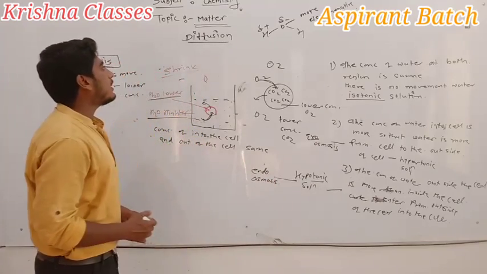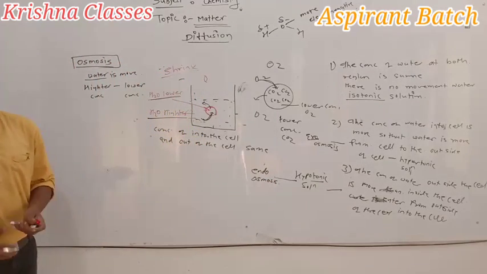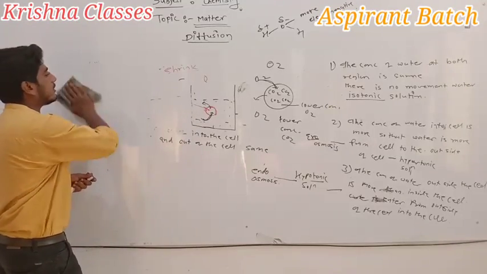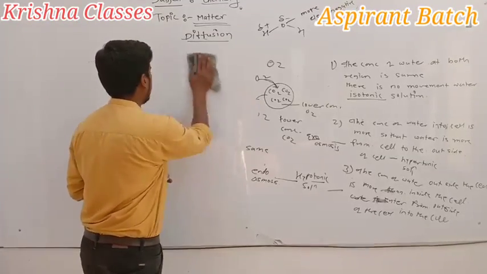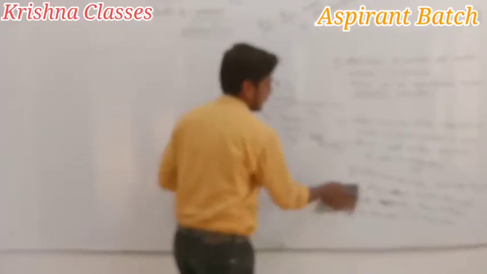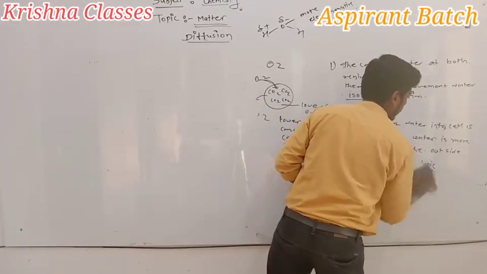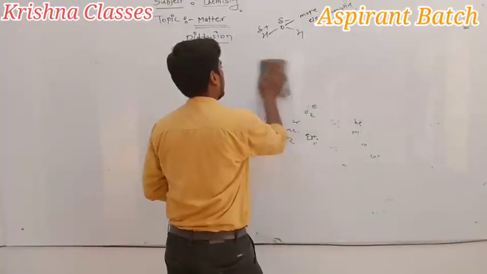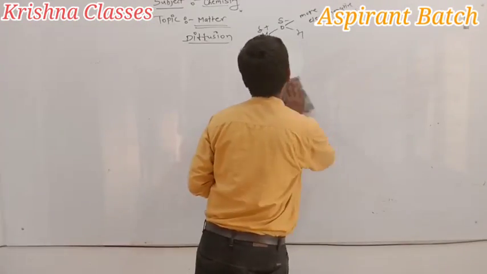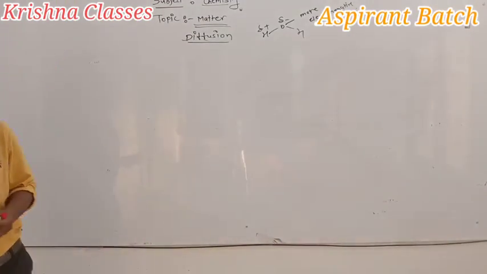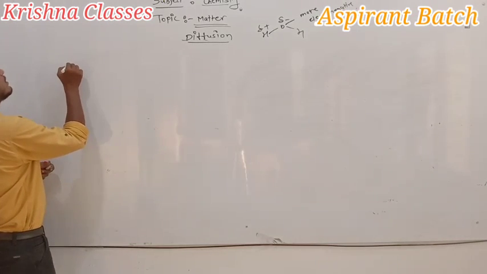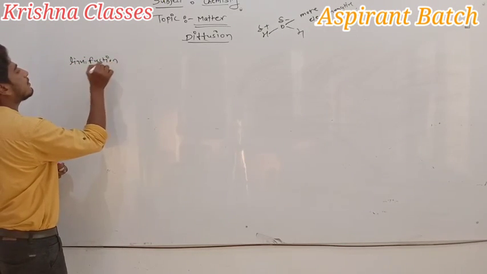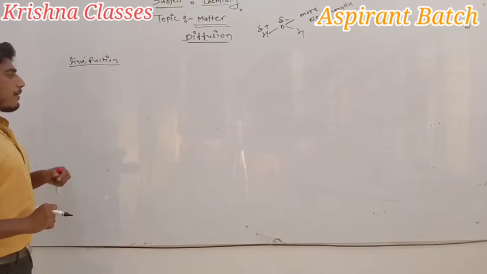This is all about the diffusion and osmosis process. Number three is the liquefaction process. Our next topic is the liquefaction process. Then what is meant by liquefaction?